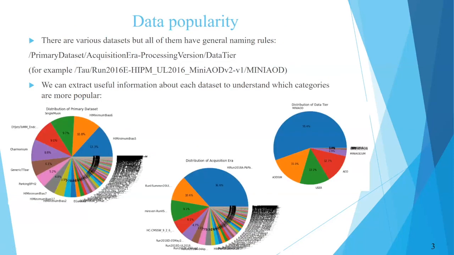After taking data, it is crucial to identify relevant features or characteristics that can help predict data popularity. Here is an example of how from a single name of a data set we can extract 3 features such as primary data set, acquisition era, and data type. There are many more features which we will take directly from the CRAB database and investigate them.